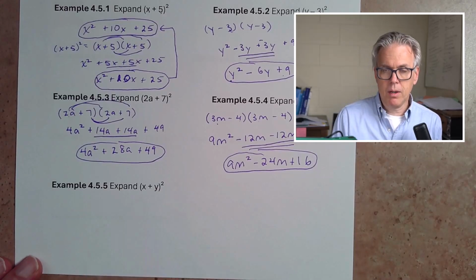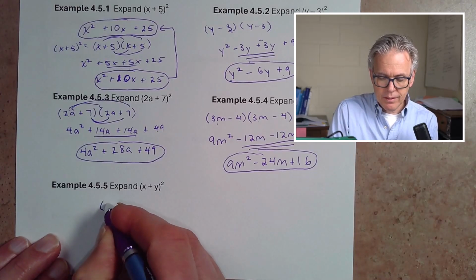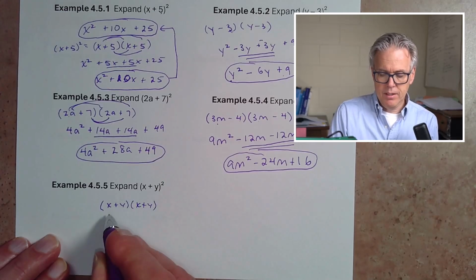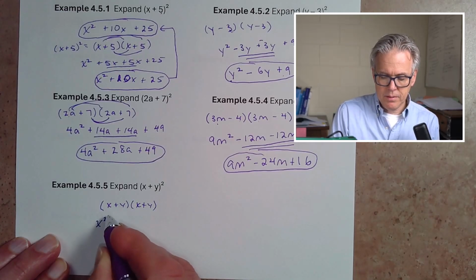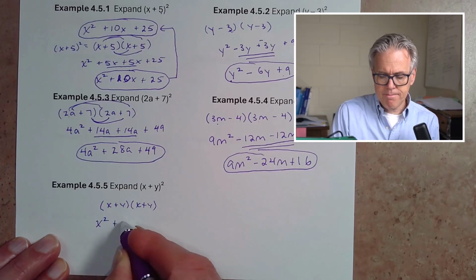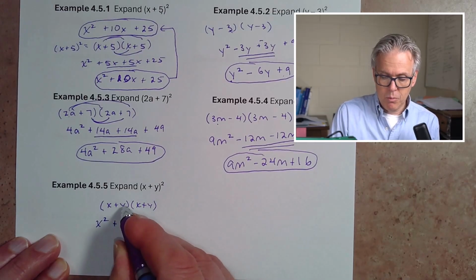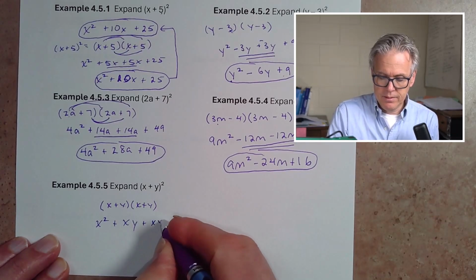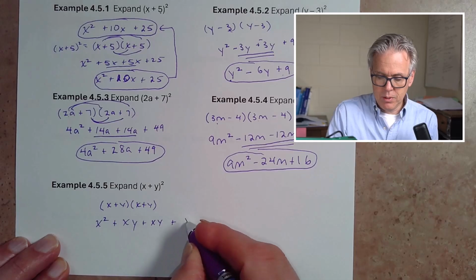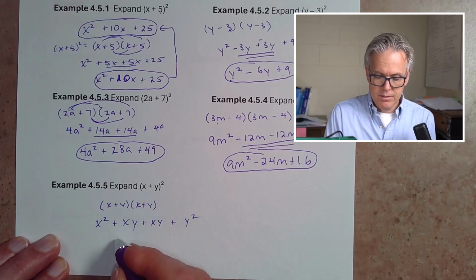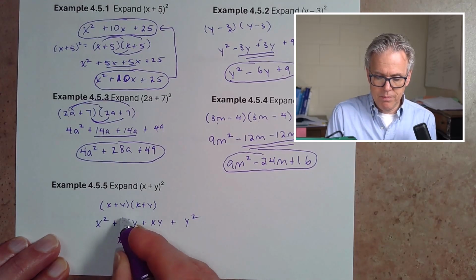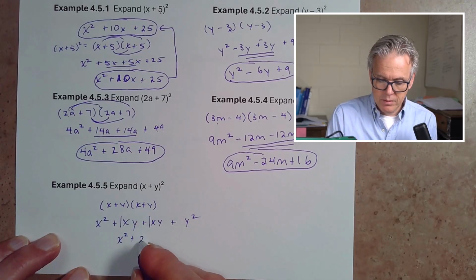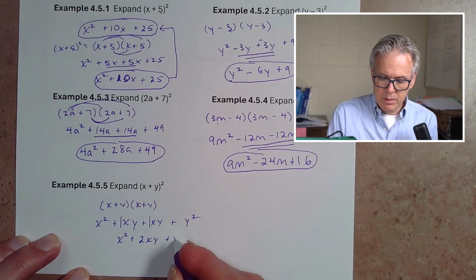Last one, x plus y quantity squared. X plus y times x plus y. So x times x is x squared. X times y is xy. Y times x is yx, but then I'll use the commutative property to flip it and say xy. Plus y times y is y squared. So we're going to have x squared plus, and it sometimes helps if you put 1xy plus 1xy, 2xy, plus y squared.